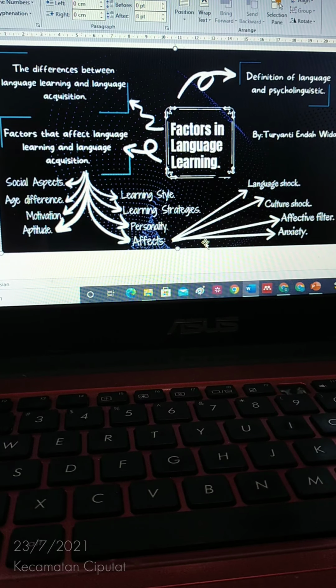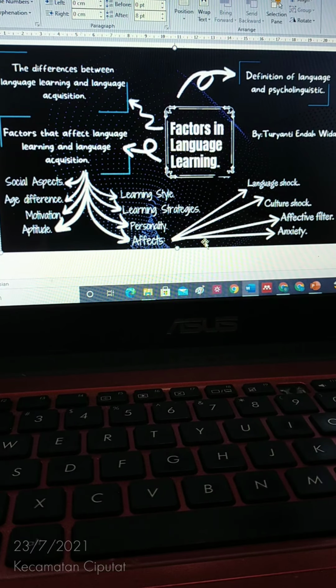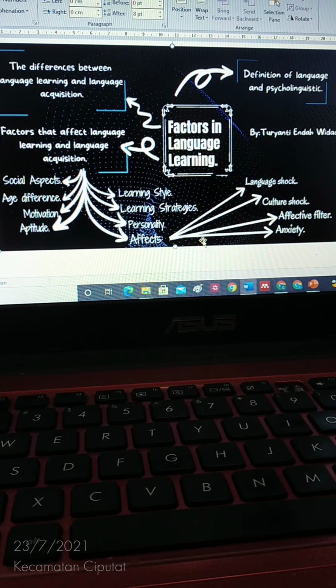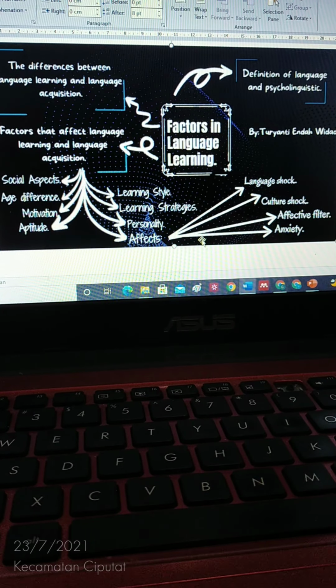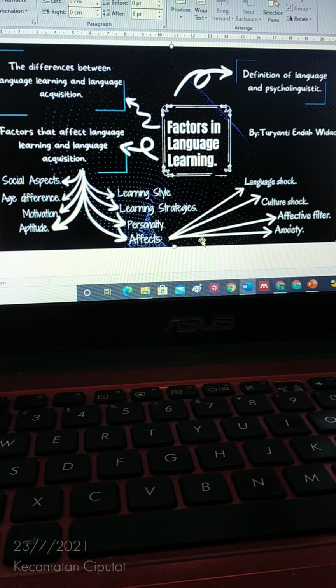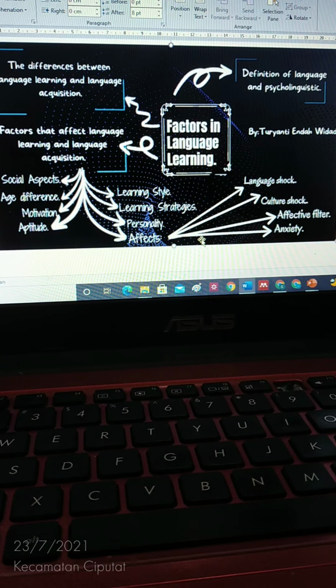Next, age difference. Age is one of the factors that influence second language learning. It is generally believed that children are better at language acquisition than adults. However, only the studies conducted in naturalistic learning settings provide the evidence that support the assumption. The critical period hypothesis by Lenneberg proposed that in child development there is a period during which language can be acquired more easily than at any other time.